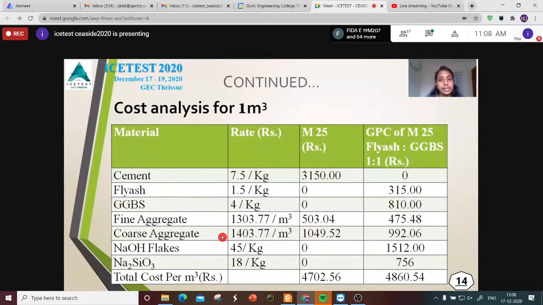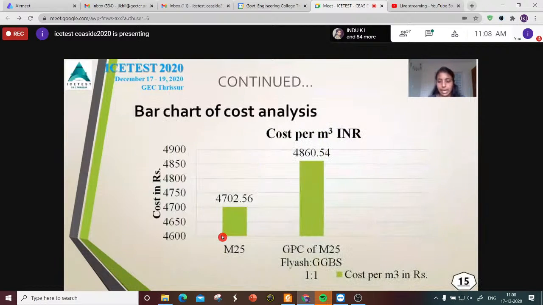And the third column shows the 1 meter cube concrete cost for the M25 conventional concrete, and we obtained the total cost of 4,702.56. And the last column shows the cost of the GPC optimum M25 mix, and we obtained a total of 4,860.54 rupees. And this shows the graphical representation of the cost analysis.